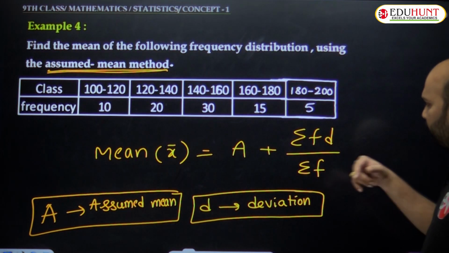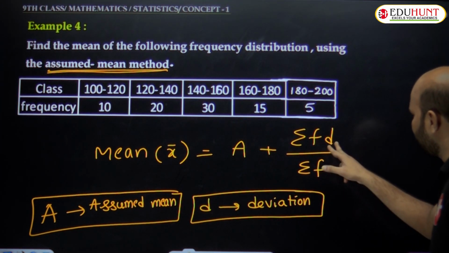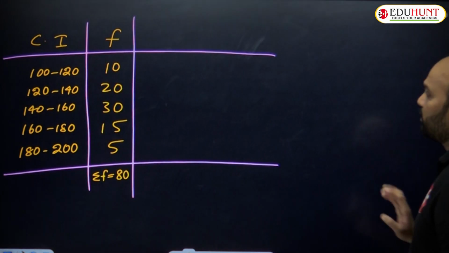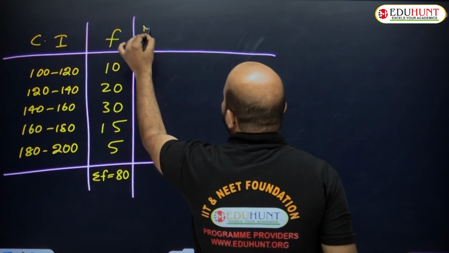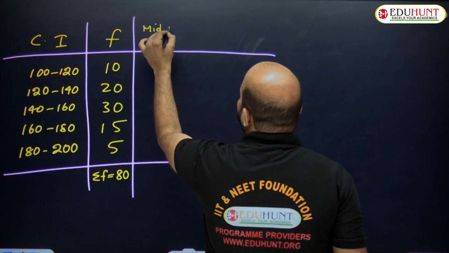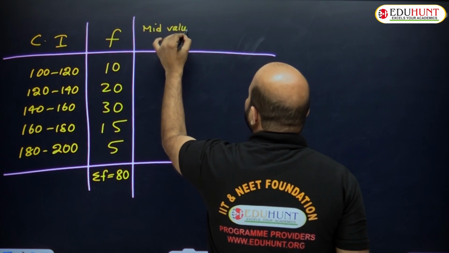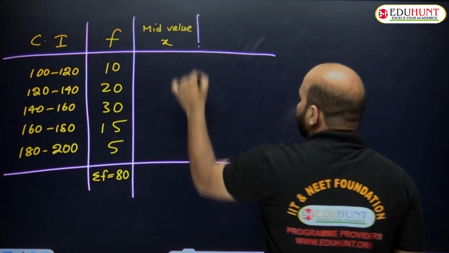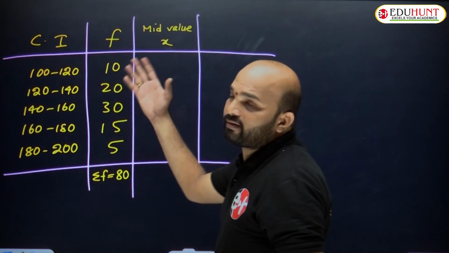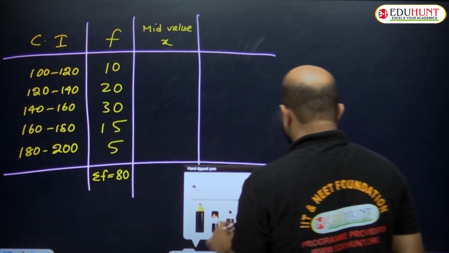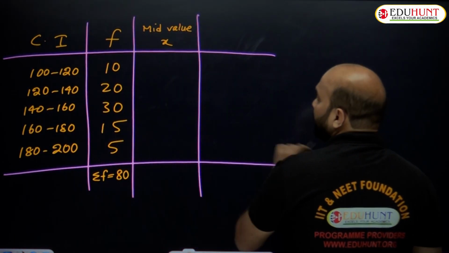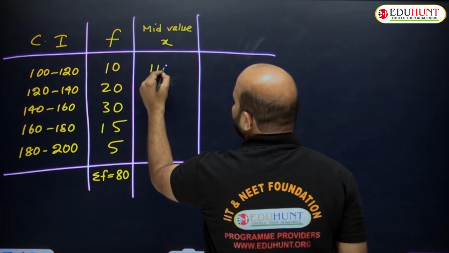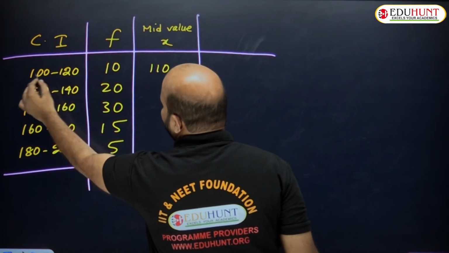So according to the formula, A plus sigma fd by sigma f. A stands for what? Assumed mean. So how will we get the assumed mean? Before that we need to find midpoints, mid values. It will be considered as x. Okay? Yes. So how will we get mid values? It is taken from the average value of each class interval. 100 plus 120, 220 by 2, so the average is 110. Mid value means exactly the middle value of the interval.